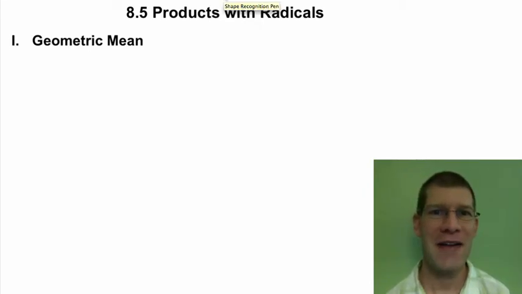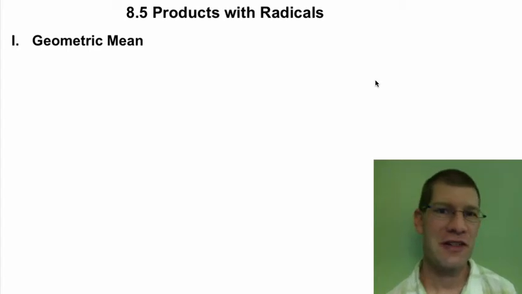Today we're doing 8.5, which is called products with radicals, and going to start out with geometric mean. It's a small part of the section, but usually I end up going over it in class if I don't put it in the notes. Mean should be a word that you recognize from before.